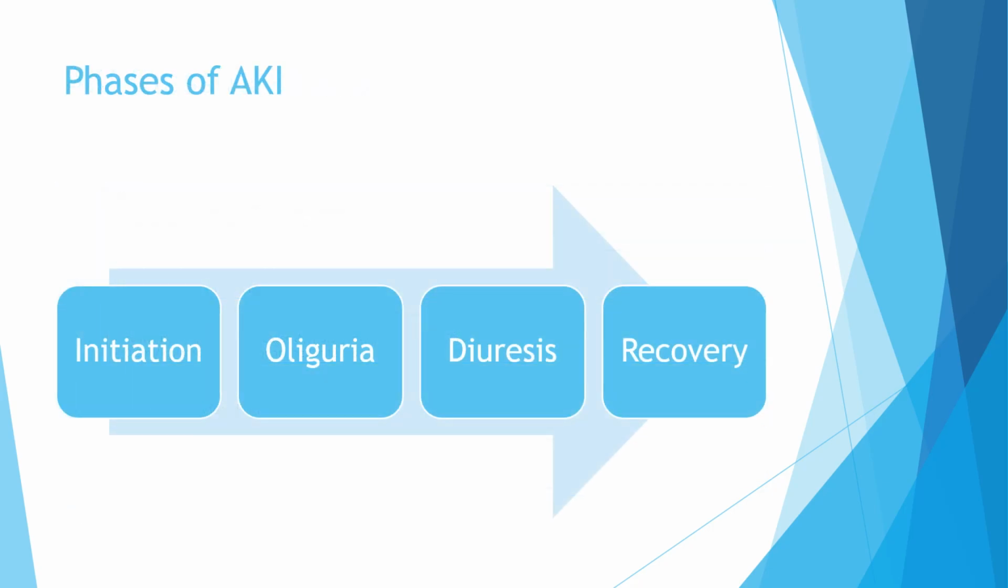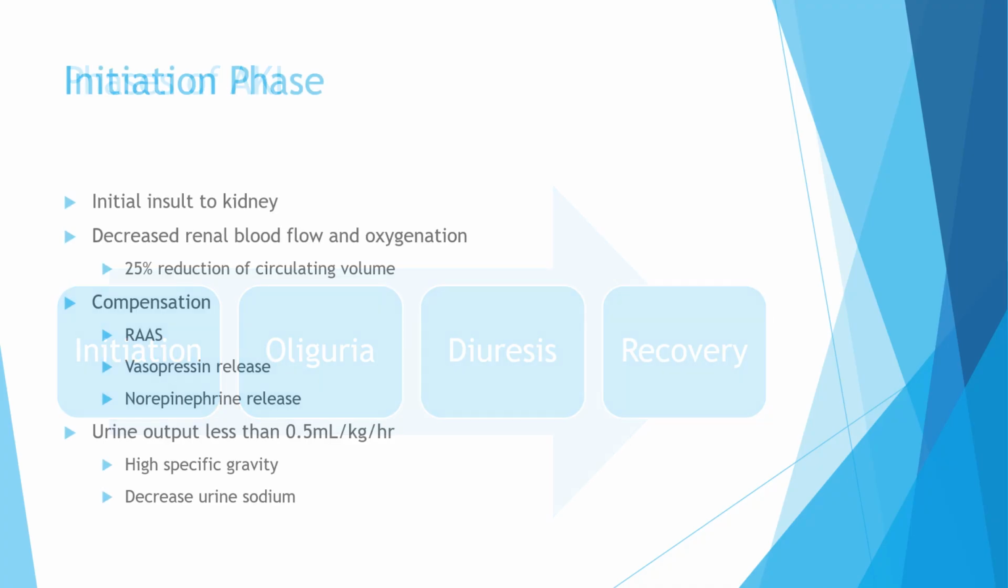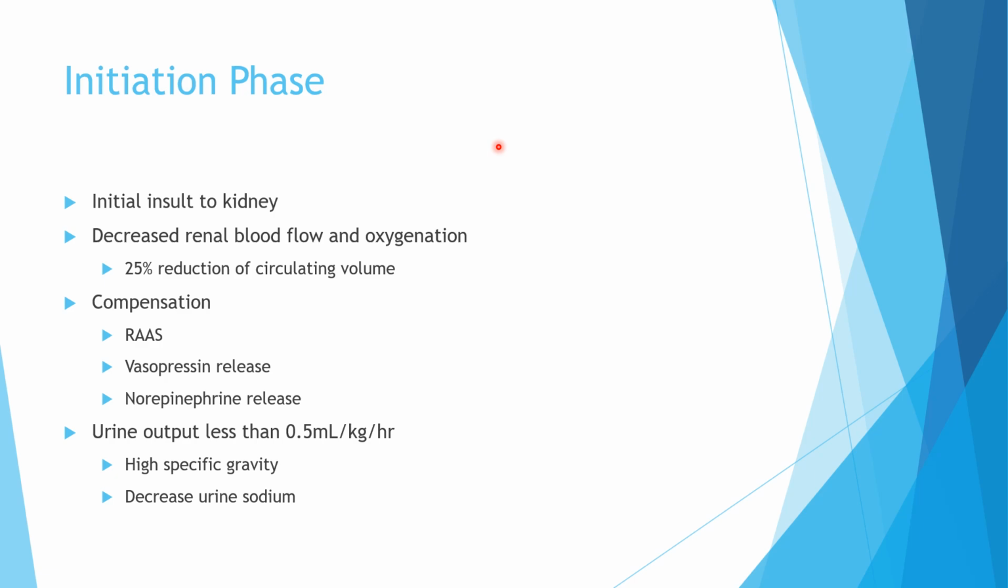So we have phases. So these are the classifications, right? We went over the classifications of a kidney injury. Then we have the phases. So initiation, oliguria, diuresis, and recovery. So the initiation phase, right, this is like our initial injury, right, our initial insult to the kidney. We have a reduction in renal blood flow and oxygenation.